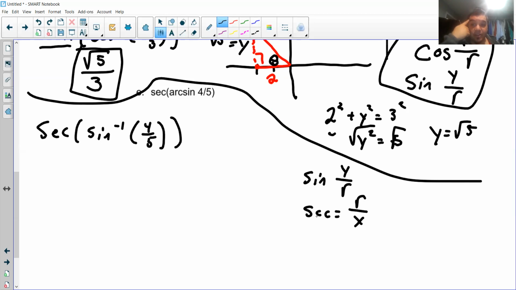Again, either you know the base of it and you can find it, or you just remember everything. Same thing for the unit circle. Either remember everything or know how to derive everything. So sine inverse of 4 over 5. We have the same situation.